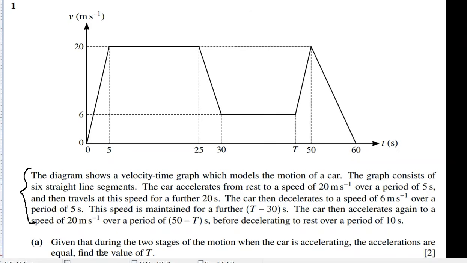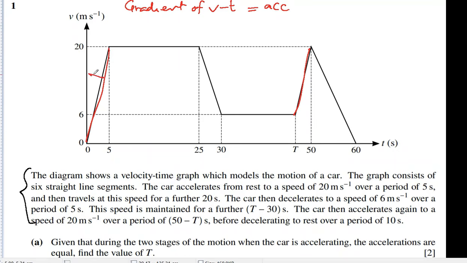Okay, the first part says that during two stages of the motion when the car is accelerating, the accelerations are equal. Find the value of t. So it is accelerating means the velocity is becoming more and more in this period and this period. These are the two periods where it is accelerating, and they're saying that the accelerations are equal in these two periods. And we know that the gradient of a VT graph gives you acceleration. In other words, the gradient of this line is equal to the gradient of this line.